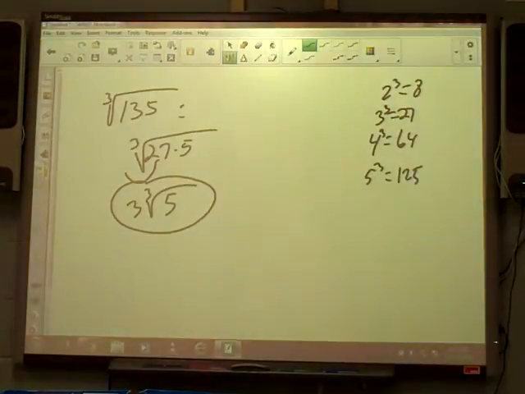So we're off of those rules now. Radicals have different stuff.